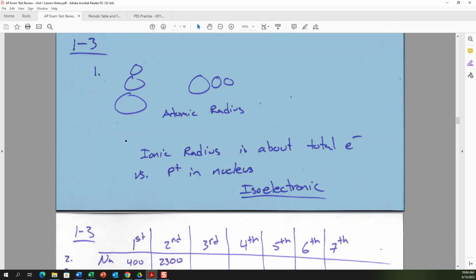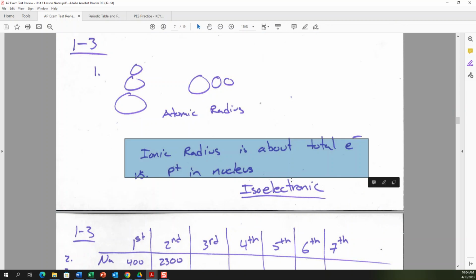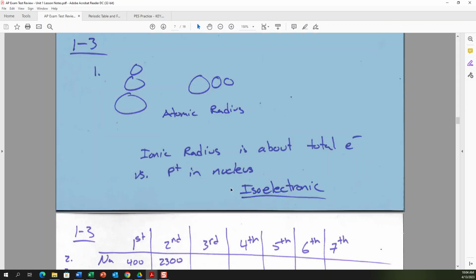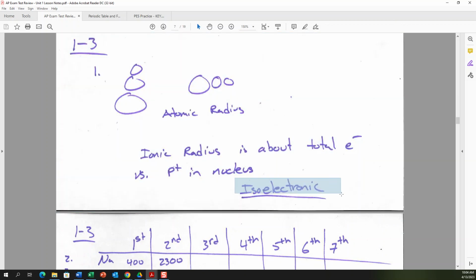But remember, the ionic trend is different. If you have ions, remember, a lot of times you're comparing things that are isoelectronic. That means the same electron configuration. So remember, if you have the same number of electrons, but a different number of protons, the one with more protons is going to be smaller, the one with less protons is going to be bigger, right?